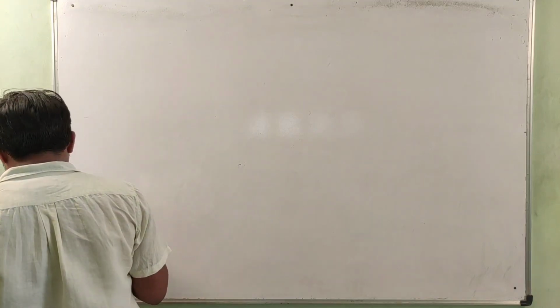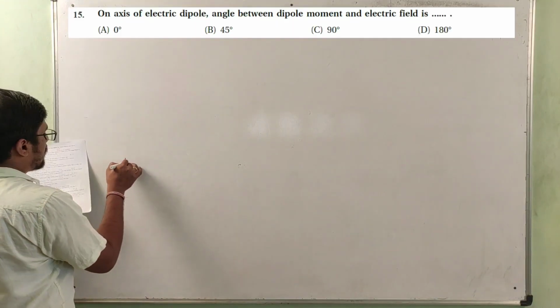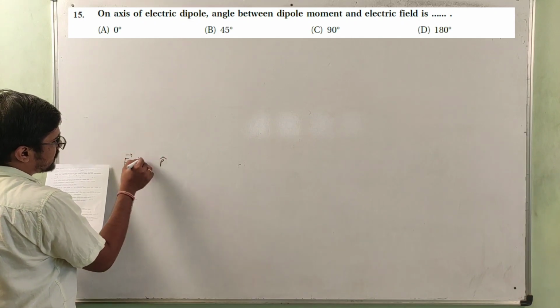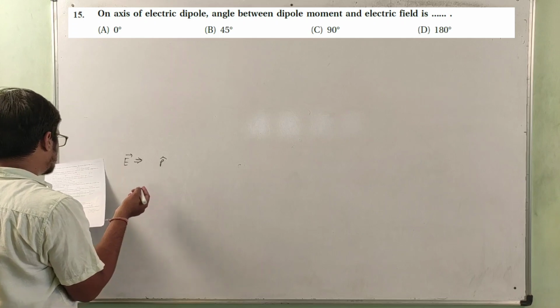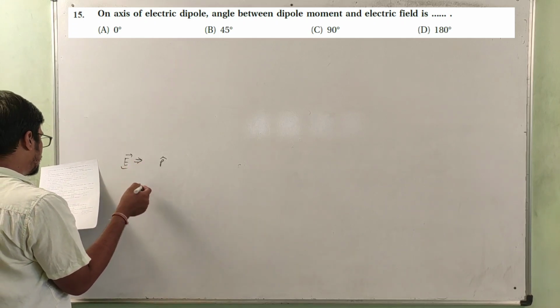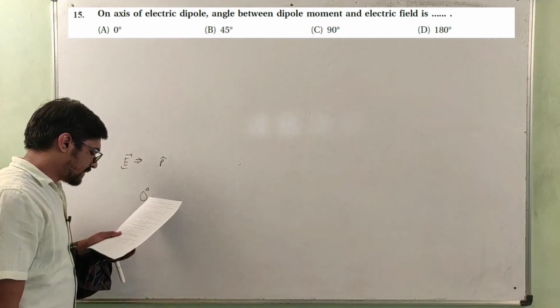Next question 15. On the axis of dipole, the angle between dipole moment and the electric field. On the axis of dipole, electric field is in the direction of p cap, so it is in the direction of dipole moment. So the angle between dipole moment and electric field is 0, both are in the same direction.